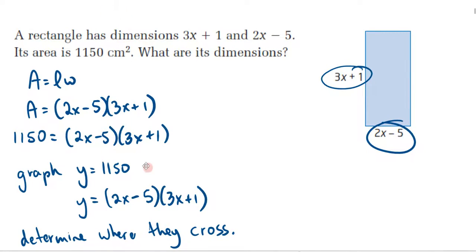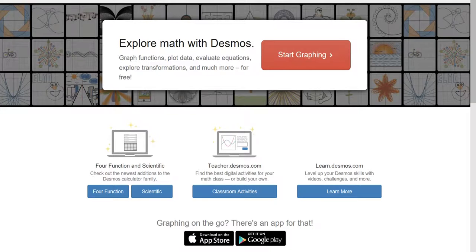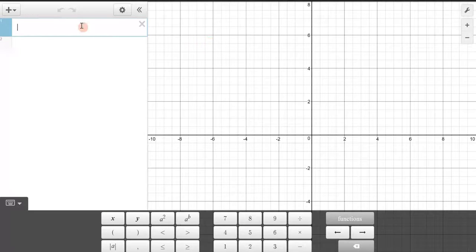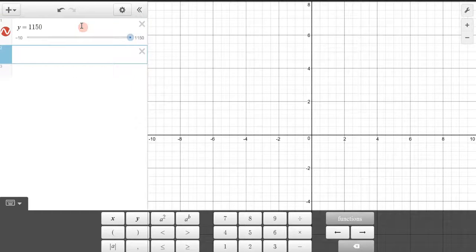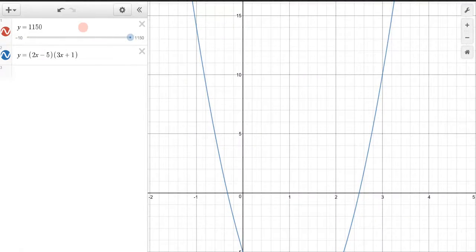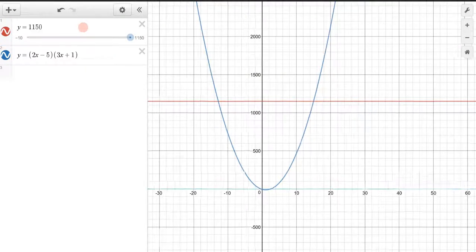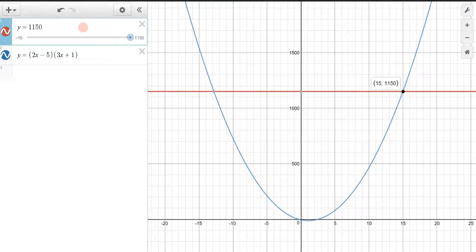So let's pull out our graphs. Let's open up our browser, desmos.com. Graph the line y equals 1150, and then graph the line y equals 2x minus 5 times 3x plus 1. And y equals didn't show up. There we go. We zoom out. Going to go all the way to 1150, so you have to find the larger y value. And there it is. So there's my red line, my blue parabola. Find where they both meet. So they meet at 15 and at negative 12.8.